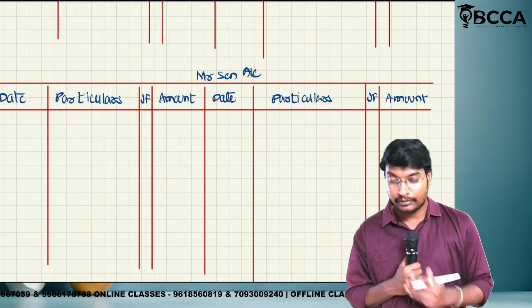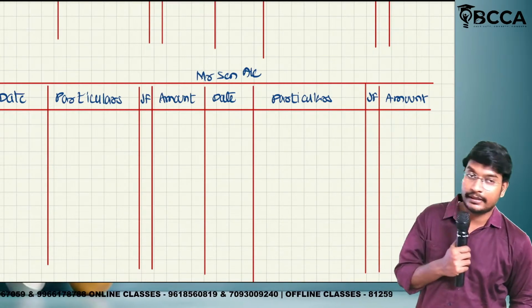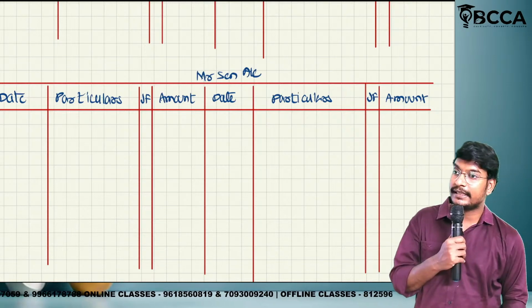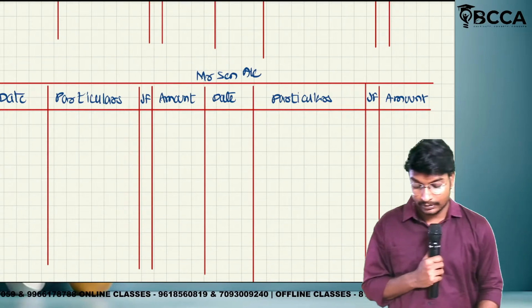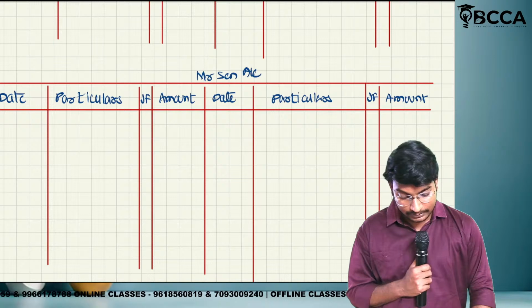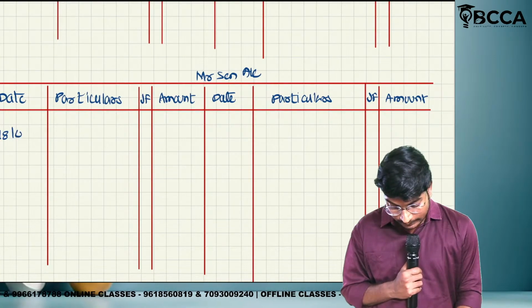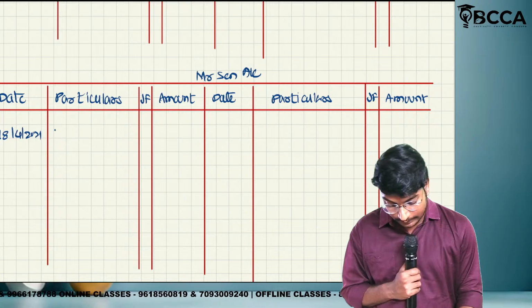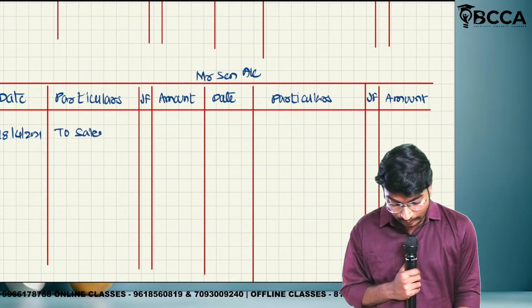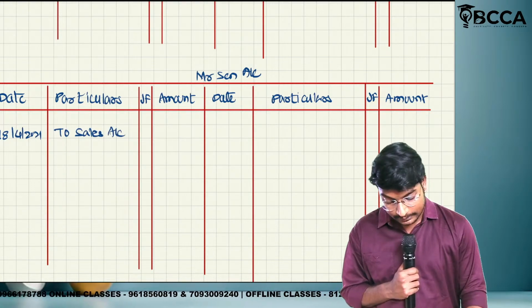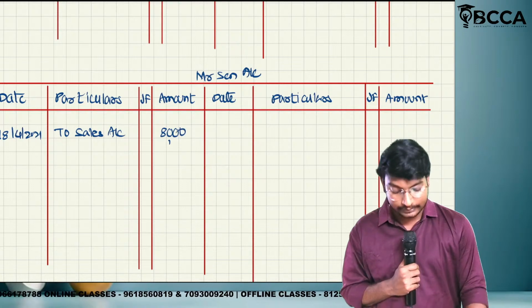Mr. Sane account. We have to record on which side ma? Debit side. Because what is the entry? Mr. Sane account debit to sales account. So what is the date of transaction ma? 18 April 2021 to sales account. Amount is 8000.